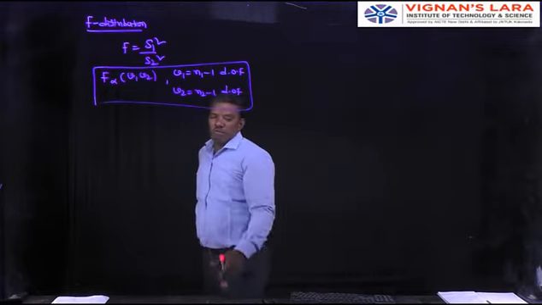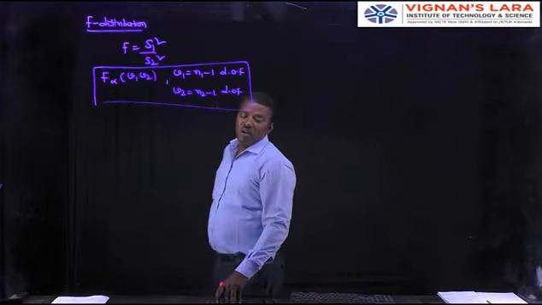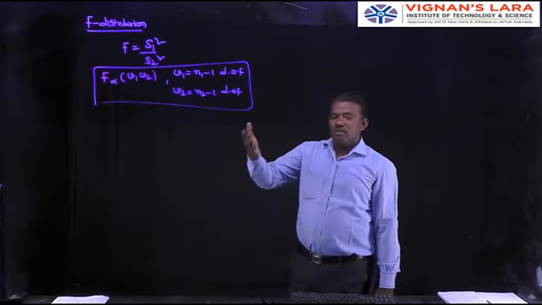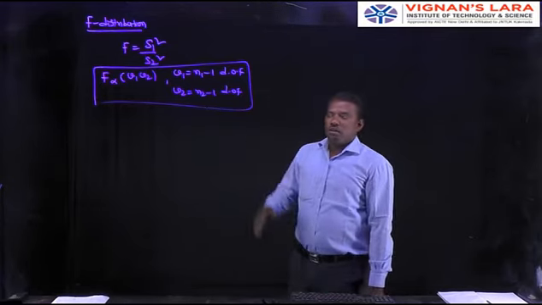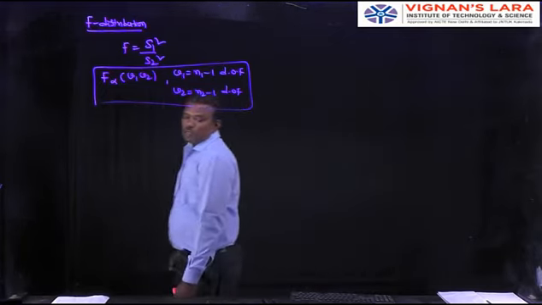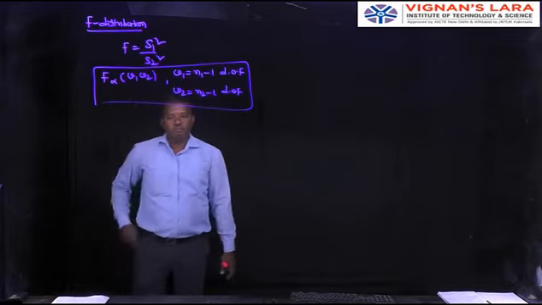And we know the formula for S square: 1 by n minus 1, sum over i equals 1 to n, of xi minus x bar whole square. First S1 square means n is n1, S2 square means n is n2. So V1 is n1 minus 1, V2 is n2 minus 1 degrees of freedom.